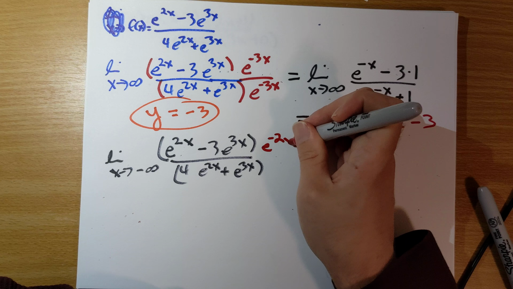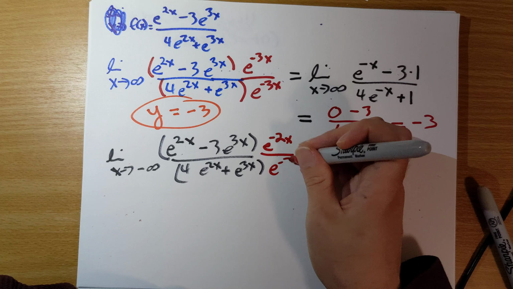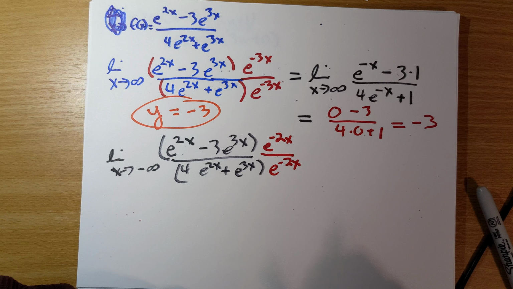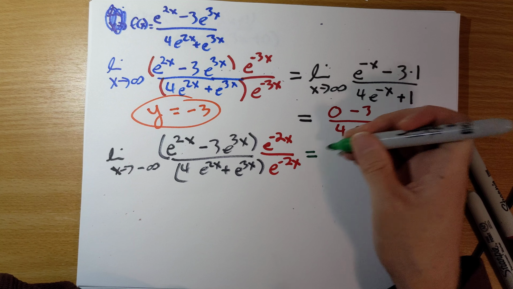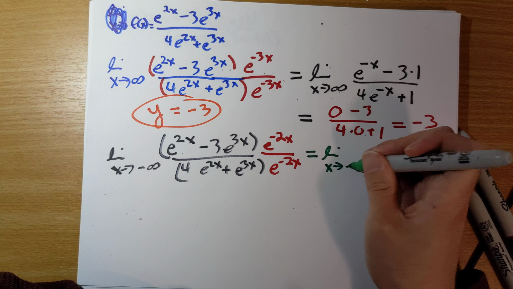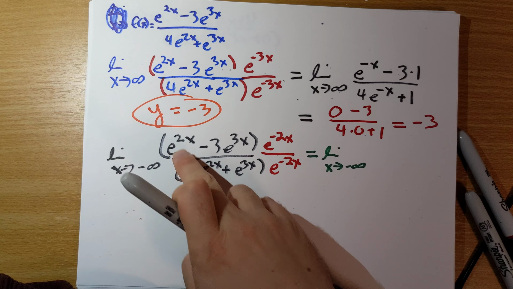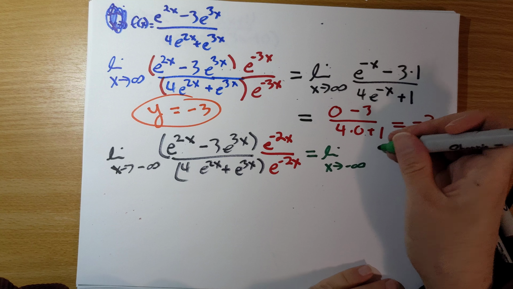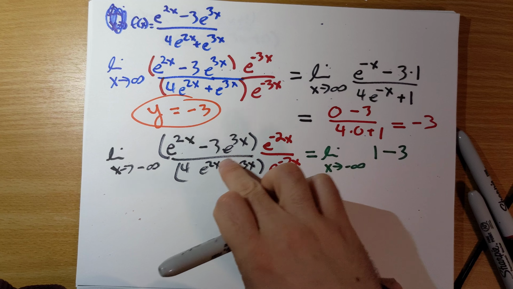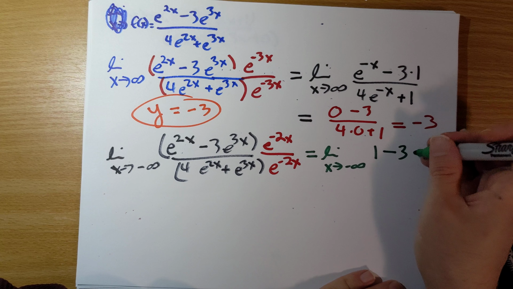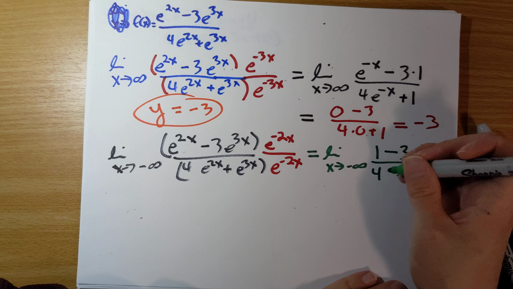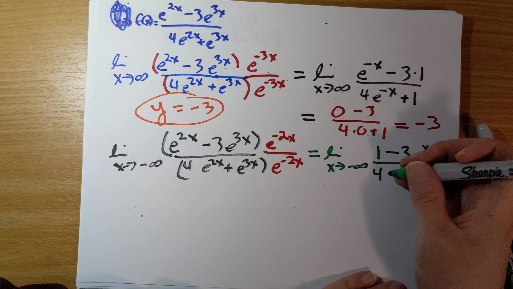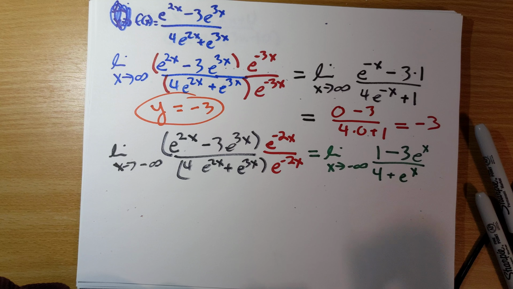This time we're going to multiply top and bottom by e to the negative 2x. So e to the smaller of the powers. What consequence does this have? Limit as x goes to negative infinity, e to the 2x times e to the negative 2x is 1, minus 3 e to the 3x times e to the negative 2x is e to the x. Downstairs we get 4 times 1 plus e to the x.